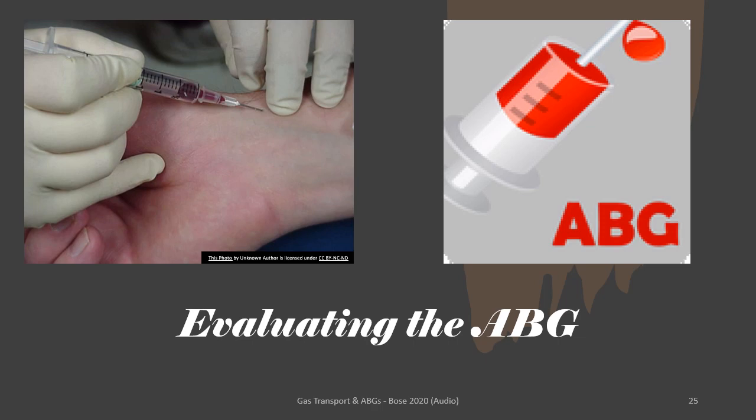Okay, let's look at evaluating the blood gases in this section. We will learn about ABG interpretation from the report. The report never tells you what is wrong with the patient. It just gives you the numbers, and the reader or the clinician makes the clinical interpretation.